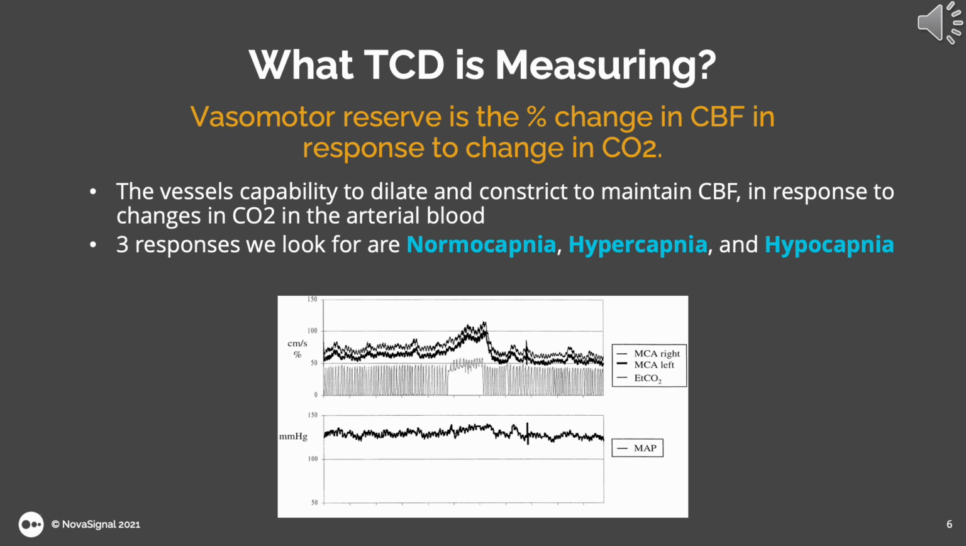The top waveforms show bilateral middle cerebral artery waveforms and the end-tidal CO2. What you can see from left to right is normal mean flow velocity that then increases with increased CO2, which then decreases with less CO2. What you also see in the image is the mean arterial pressure remaining relatively constant regardless of CO2 changes, showing the vessels are responding to homeostasis changes but not affecting perfusion pressure.